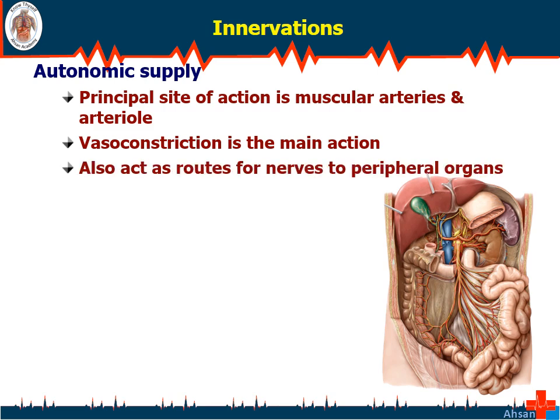The arteries and the blood vessels are the route followed by the peripheral nerve plexuses. Autonomic plexuses usually follow the arteries supplying different organs.